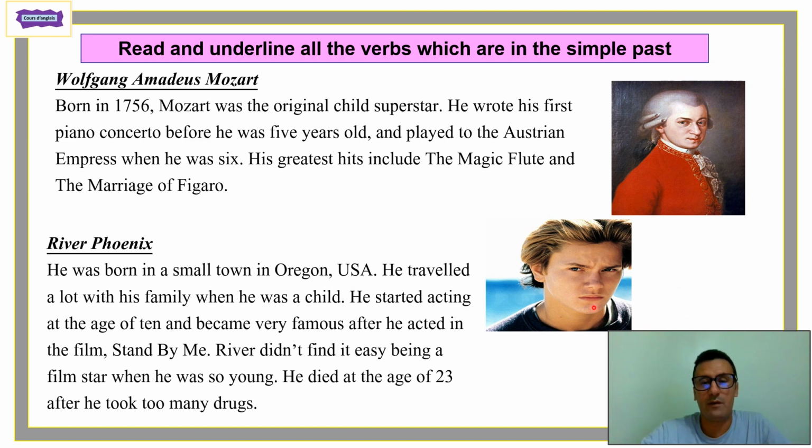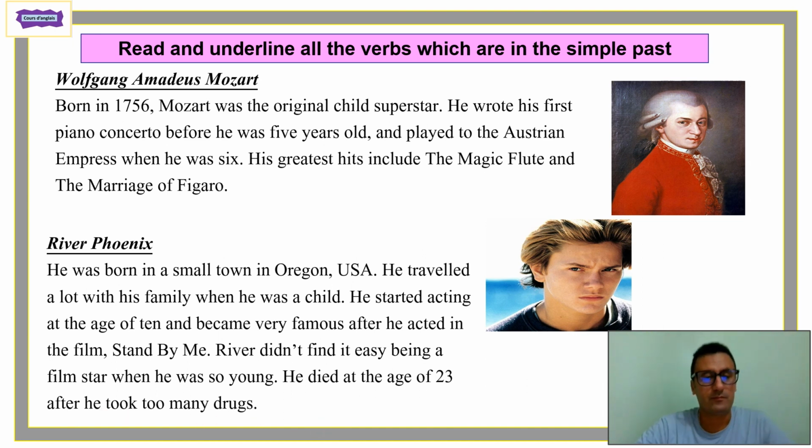Maintenant, River Phoenix. He was born in a small town in Oregon, USA. He traveled a lot with his family when he was a child. He started acting at the age of 10 and became very famous after he acted in the film Stand By Me. River didn't find it easy being a film star when he was so young. He died at the age of 23 after he took too many drugs.